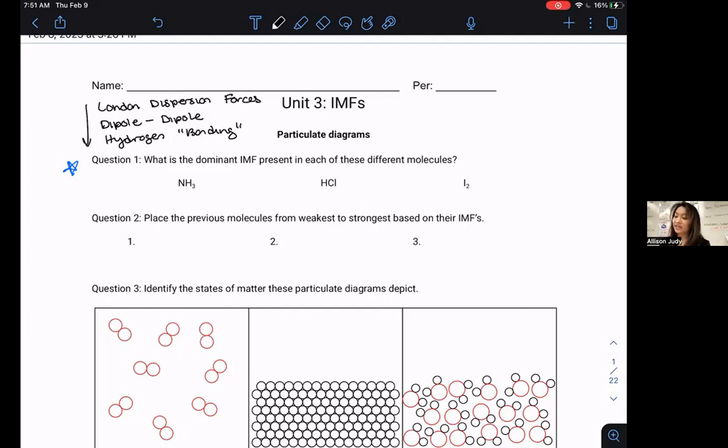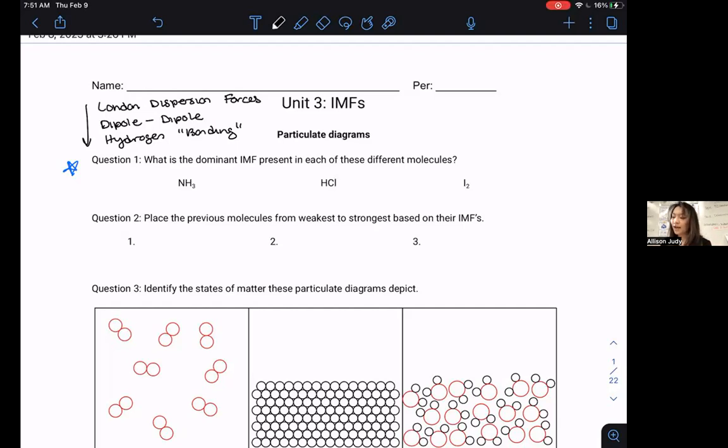So everybody has London dispersion forces present because it applies to all molecules, and particularly it's the only force that non-polar molecules can engage with. It's based off of temporary dipole formation through the temporary shifts and movement of electrons within a molecule that will create a temporary shift or movement of electrons in another molecule.